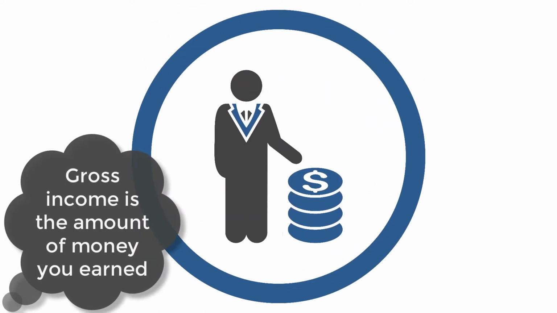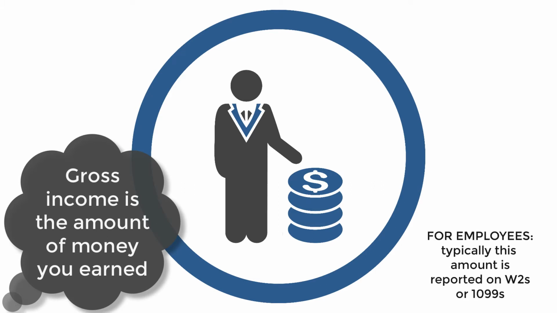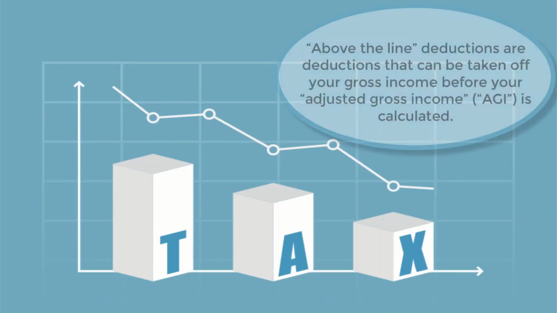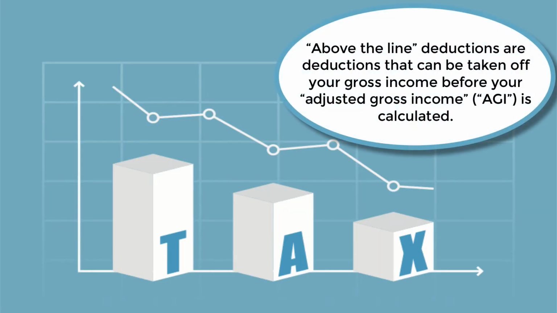Your gross income is the amount that you earned. For employees, this is typically the amount reported under Form W-2 and/or 1099, in addition to whatever income the taxpayer may have received based on business income, dividends, interest, capital gains, royalties, etc. Your above-the-line deductions are deductions that can be taken off your gross income before your adjusted gross income, or AGI, is calculated. Because the amount of your AGI is important for many reasons, such as whether certain deductions or credits can be taken, above-the-line deductions are the best kinds of deductions.